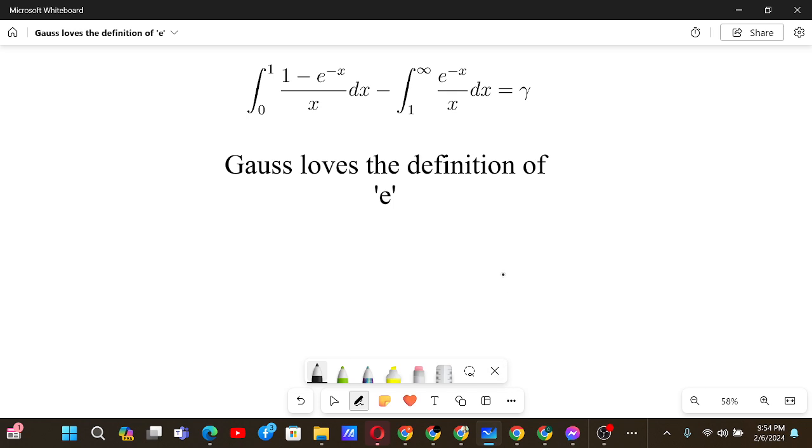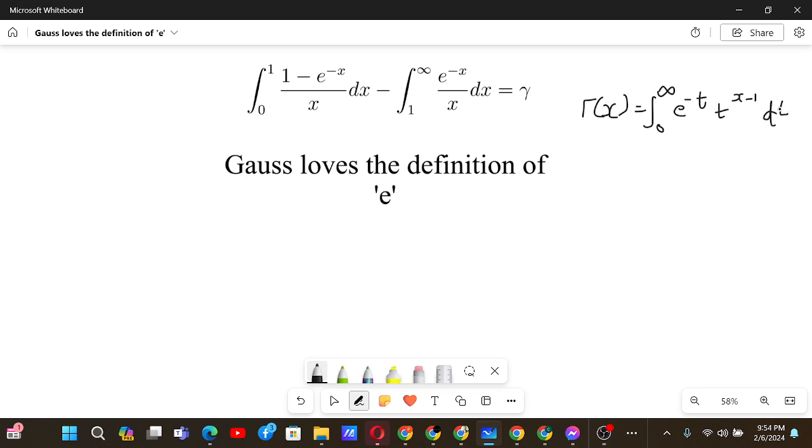Gauss lost the definition of e. And what's the proof for this claim? I have seen many different formulas from Gauss which have been proved using the definition of e and not other stuff. For example, from the gamma function definition, gamma of x equals the integral from 0 to infinity of e to the power minus t, t to the power x minus 1 dt.